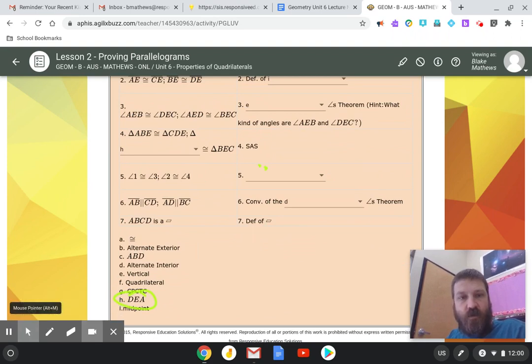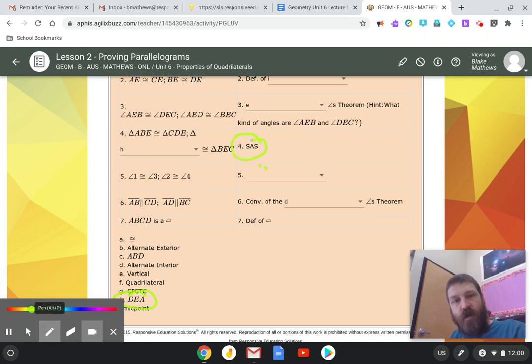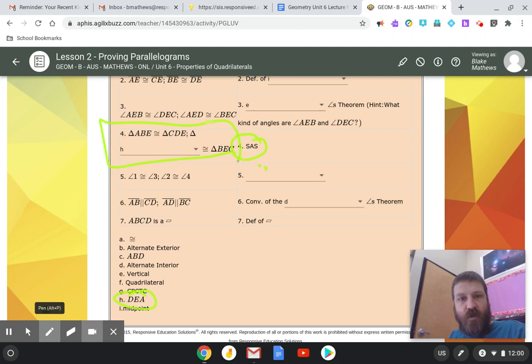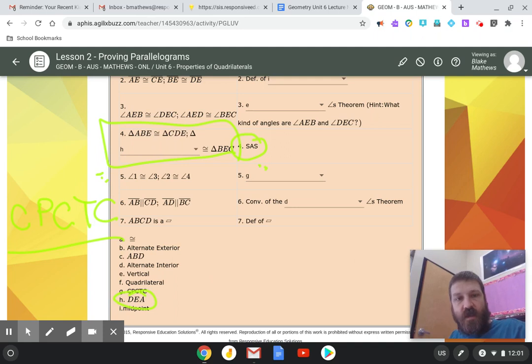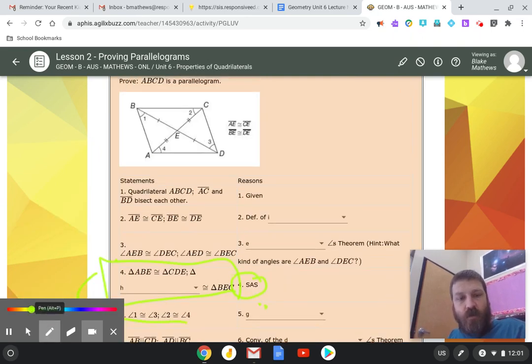And then it says angle 1 is congruent to angle 3, angle 2 is congruent to angle 4. Almost any time you prove a triangle is congruent in a proof, the next thing is going to be CPCTC. I talked about that up above. That's almost always the next thing. So G is going to be CPCTC, because we are taking this proof of this triangle and we are applying it to the angles and saying, okay, because those triangles are congruent, then the angles are equal.